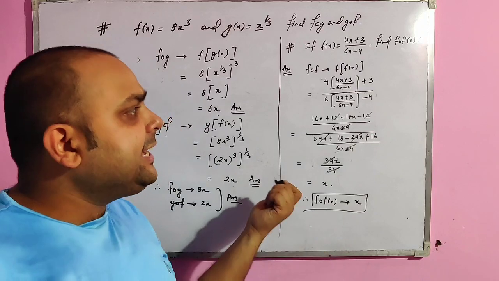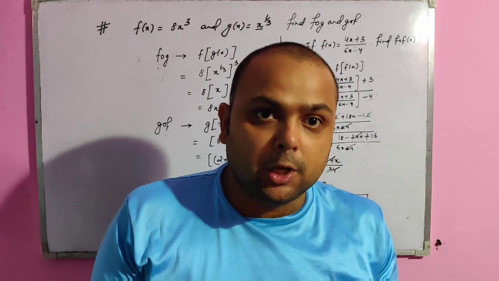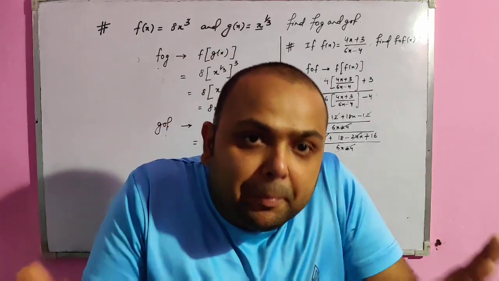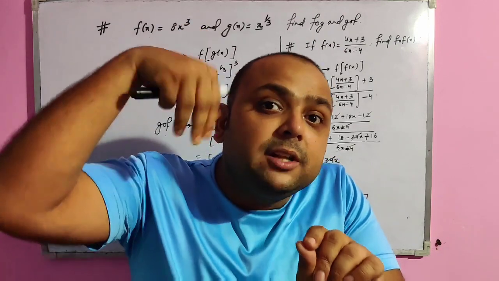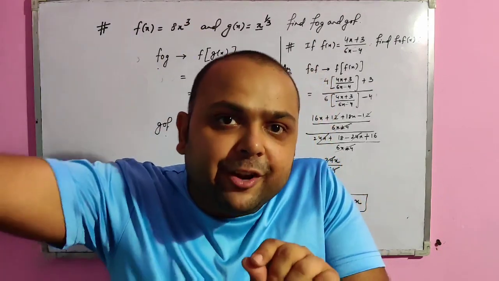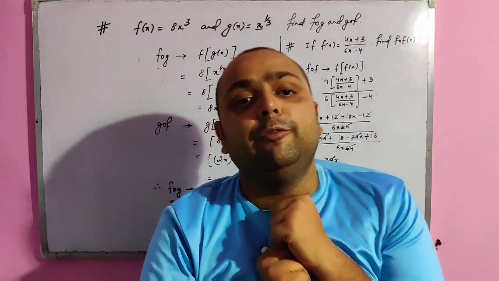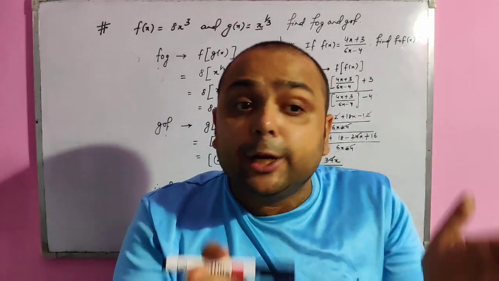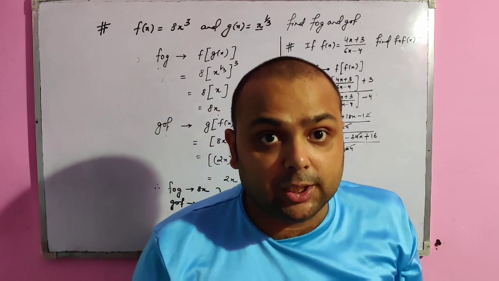So in this way we can calculate fog, gof or fof also. So I hope you understand the meaning of composition of function. It is as simple as that, just substituting the value of the particular function or the different function in place of that variable. Now in the next part of the video we will understand a problem related to the board exam, related to invertible function, in which we find the inverse of a function.